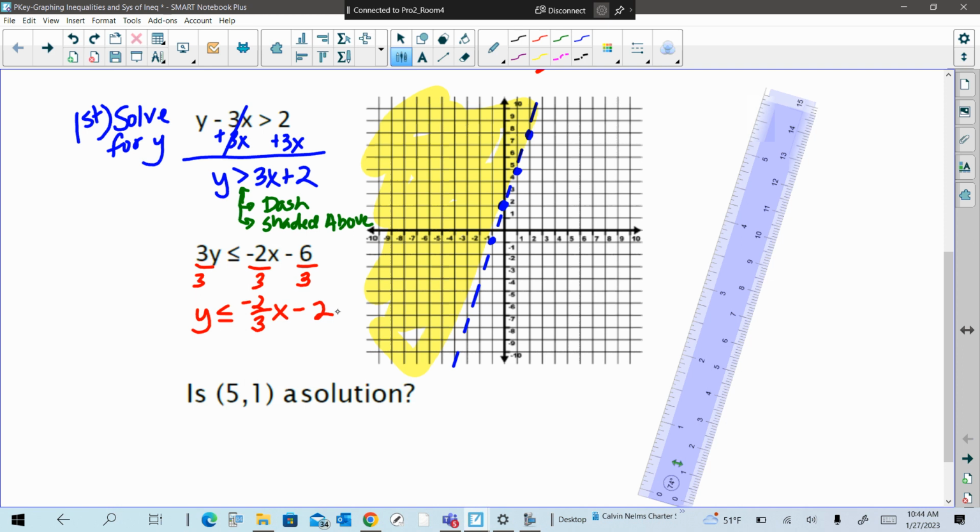All right, so I'm going to start at negative 2 on the y-axis. I'm going to move down 2 to the right 3. Or I'm going up 2 to the left 3. We're going to line up our ruler.